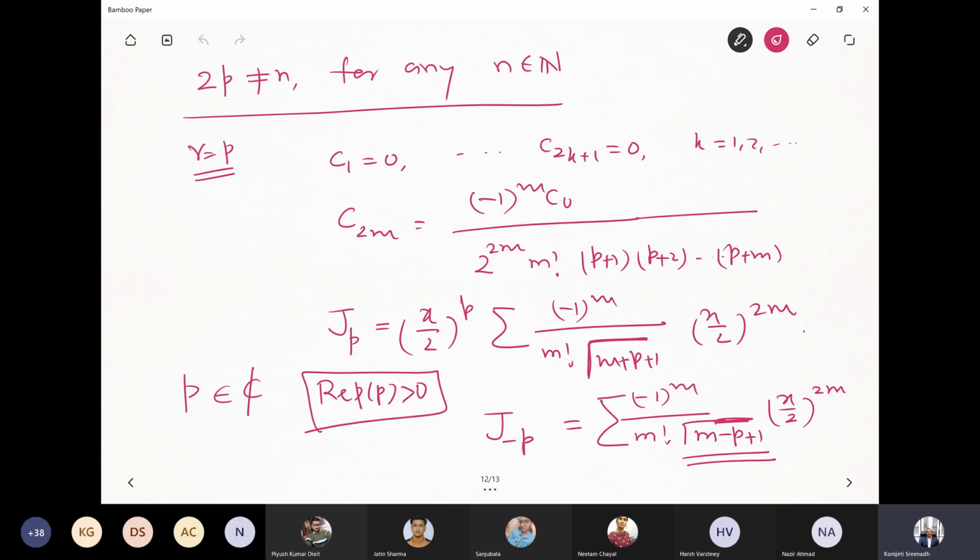Sir, when we defined J of minus p, then there also we have x by 2 to the power minus p. Yeah, that's true. It will come x by 2 power minus p. It's the same thing. I'm just replacing p by minus p.